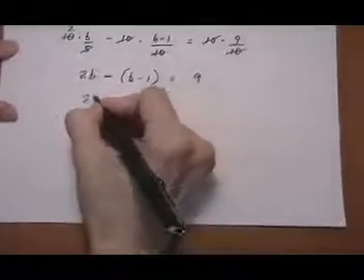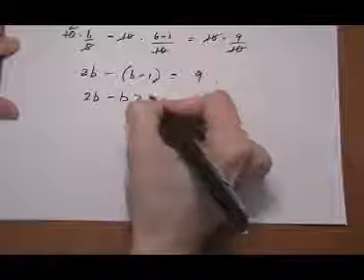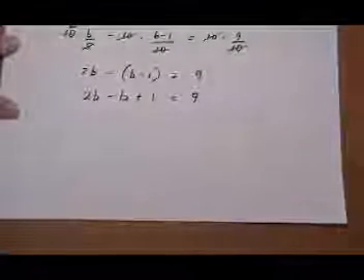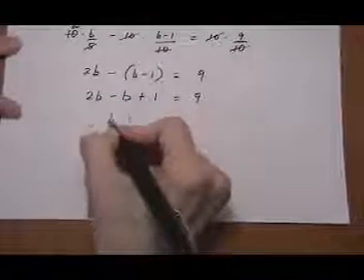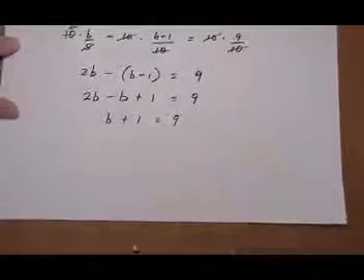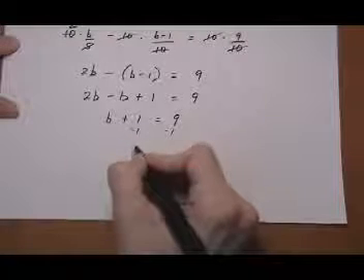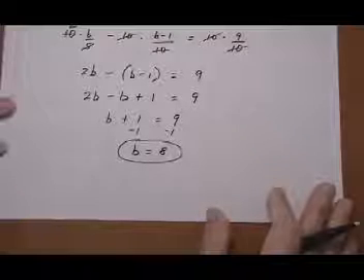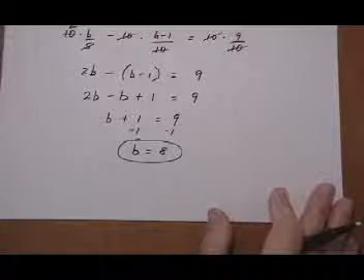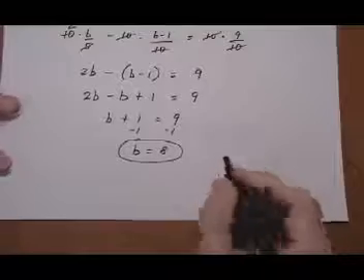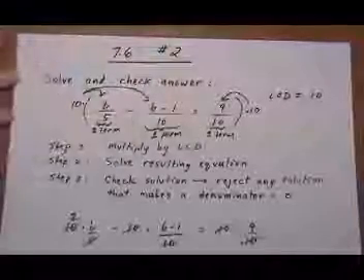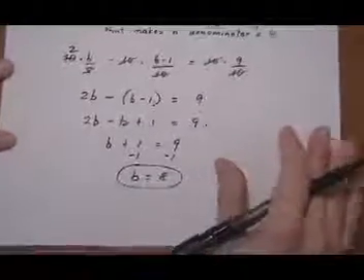Clearing parentheses, 2b minus b plus 1, so watch the sign change there, equals 9. Combine like terms, b plus 1 equals 9. Take away 1 on both sides, and we get our answer, b equals 8. And again, it would be good at this point to check it in the original equation, just make sure that it works. Again, we don't have to worry about the denominators going to 0 in this case because they have constants in the denominator. All right, so I'll leave the check for you.